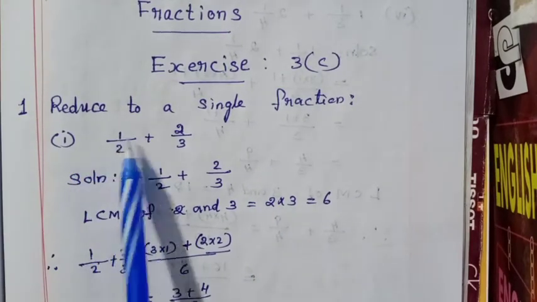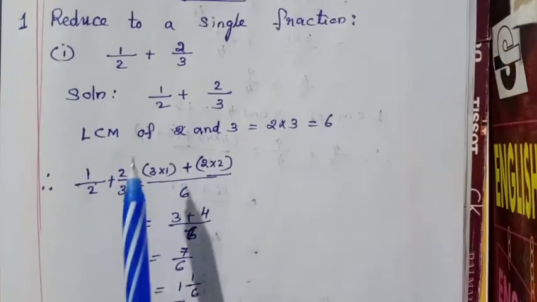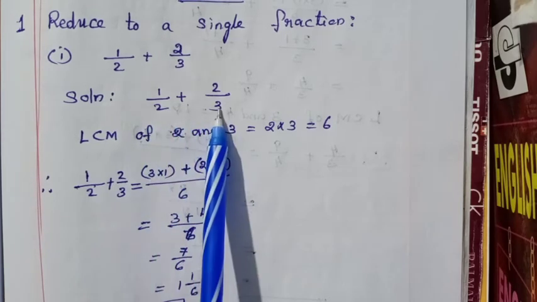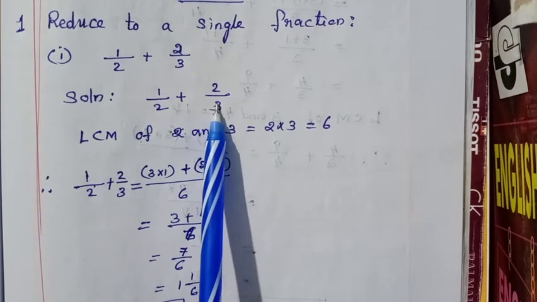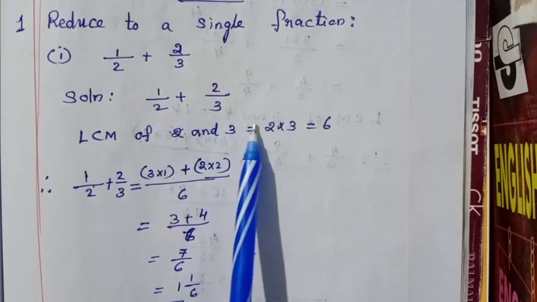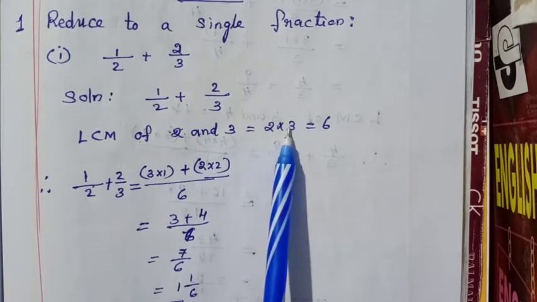First question, 1 by 2 plus 2 by 3. Solution. See the denominators of the fractions, that is 2 and 3. Both are not equal denominators, so we have to find out the LCM of 2 and 3. 2 and 3 are nearer numbers, so therefore LCM will be 2 into 3 equal to 6.